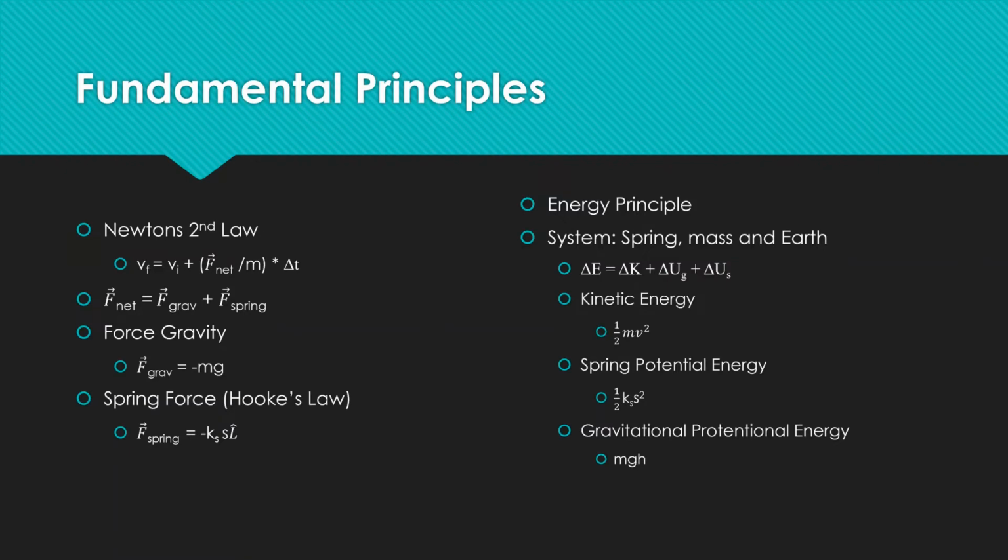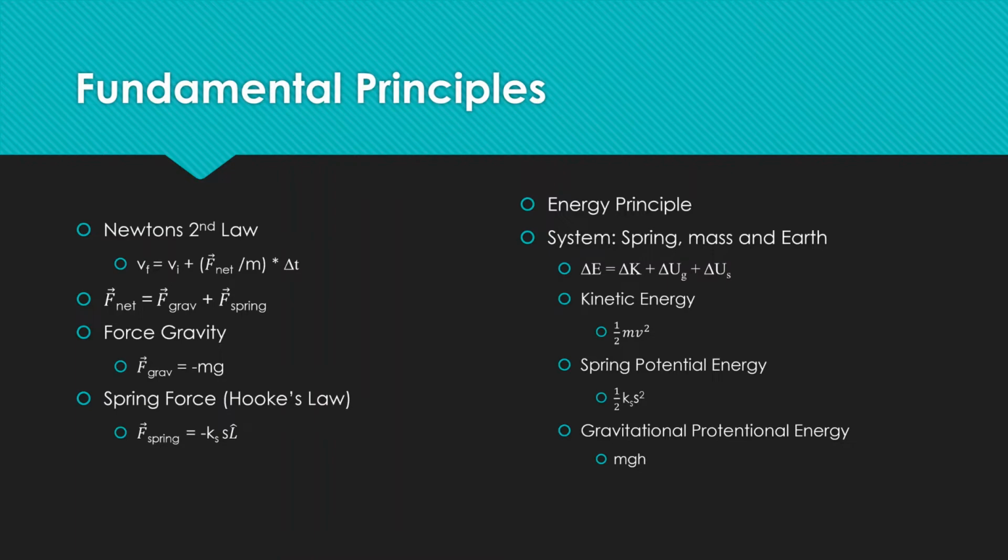First, we used Newton's second law, which is final velocity equals initial velocity plus net force divided by mass times change in time. The net force, the two forces acting on the system, was the force of gravity and the force of the spring. The force of gravity is just negative mg, and the spring force, which uses Hooke's law, is negative spring constant times s, and L hat is the direction of the force.